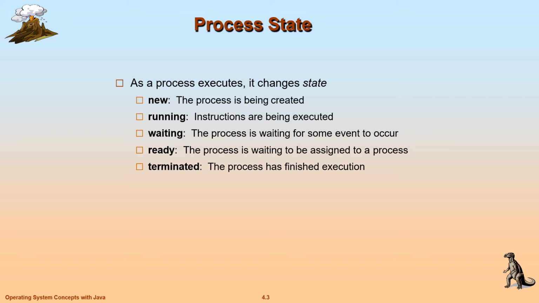Waiting: the process is waiting for some event to occur. Fourth, ready: the process is waiting to be assigned to a processor. It needs CPU time, so it's waiting to get the CPU. Terminated: when a process has finished execution, it is called process termination. These are the states of a particular process. A process may lie in any one of these states.